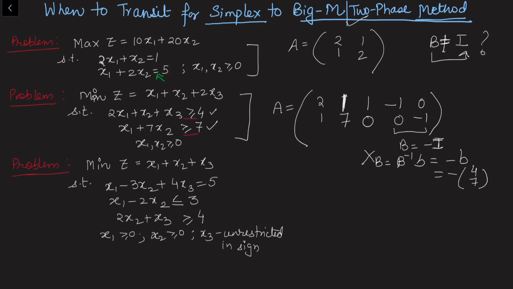So the initial starting solution xB is minus 4 and minus 7, which violates our feasibility condition. So we cannot consider it directly at this moment. This is not feasible. So we have to look for Big M and two-phase method, or we may say that at this moment we cannot directly apply the simplex method because the ready identity matrix is missing.